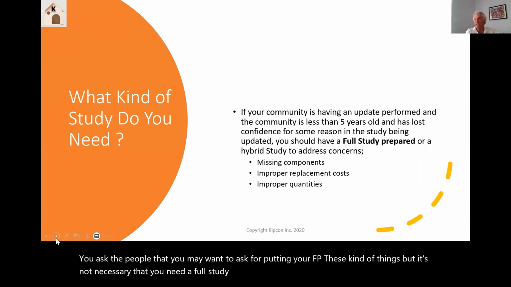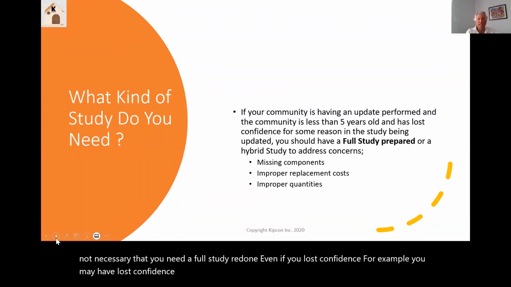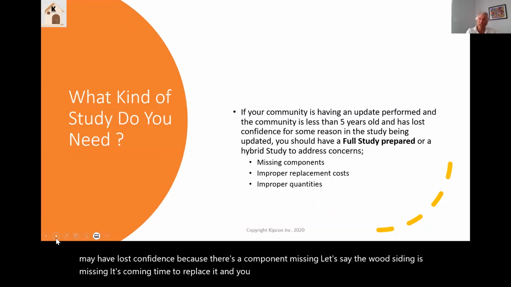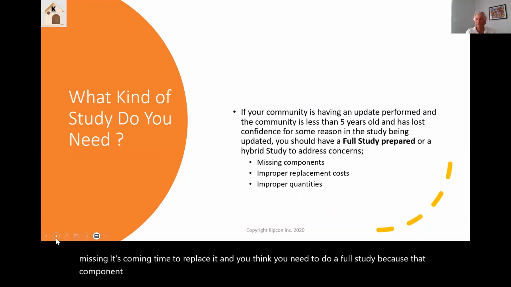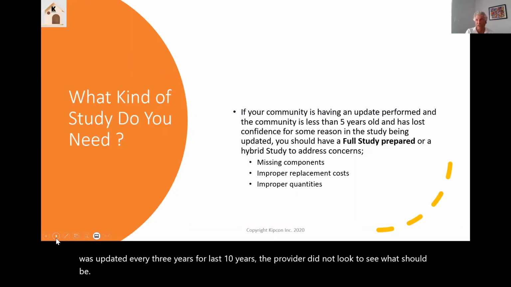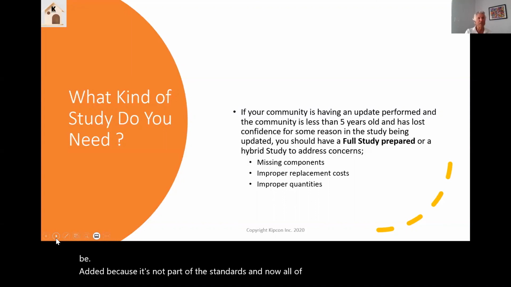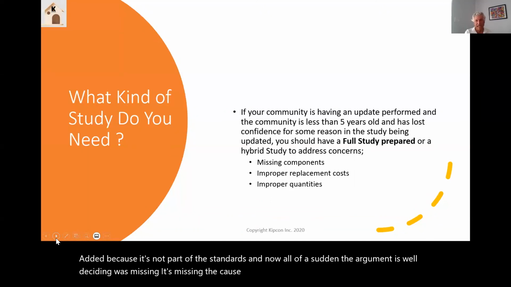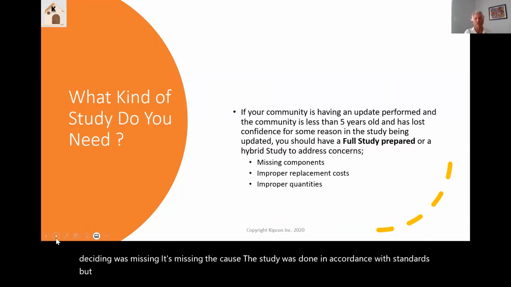Even if you lost confidence, for example, you may have lost confidence because there's a component missing. Let's say the wood siding is missing and it's coming time to replace it, and you think you need to do a full study because that component was missing. It's not missing for any other reason than when the reserve study was updated every 3 years for the last 10 years, the provider did not look to see what should be added because it's not part of the standards. And now all of a sudden, the argument is, well, the siding was missing. It's missing because the study was done in accordance with the standards, but it didn't go over and above the standards to add that siding when it fell within that 30-year window.